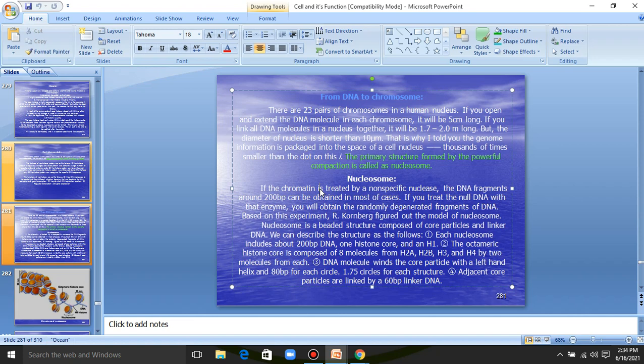How are we able to pack all this genomic information? What is the primary structure of the chromosome? Where are these informations being packed? If you talk about that, we can say this powerful compaction of all the genomic information is called a nucleosome. That means this is where our genetic information is stored in a very compact form.